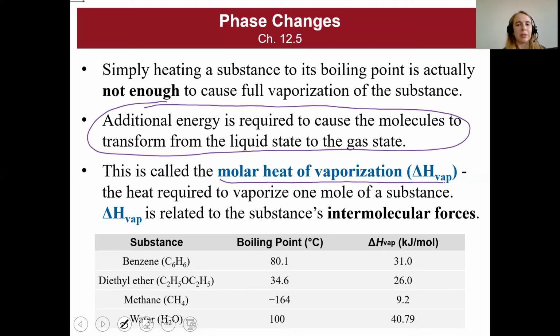So heat versus enthalpy, if you remember, these are the same thing. Q and H are equal to each other for constant pressure processes, which is pretty much everything that we're going to talk about.